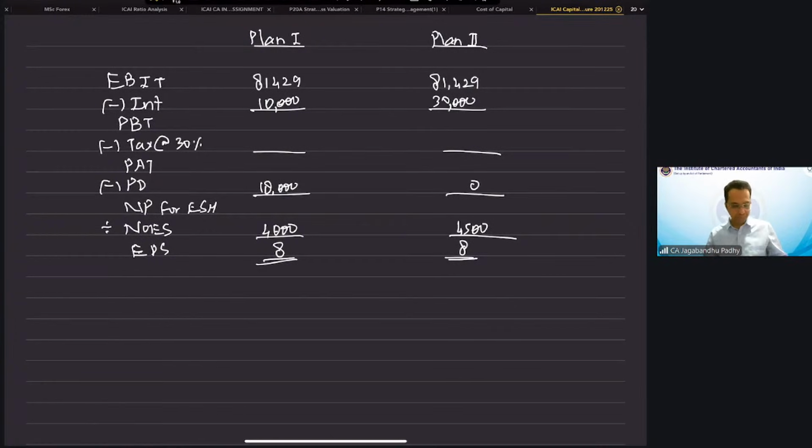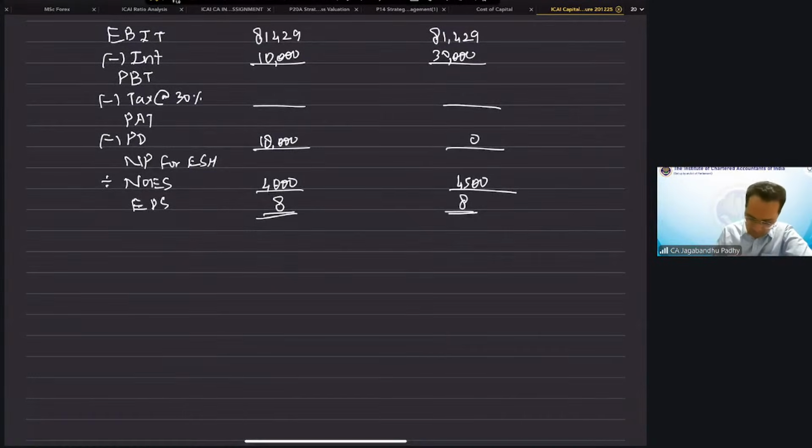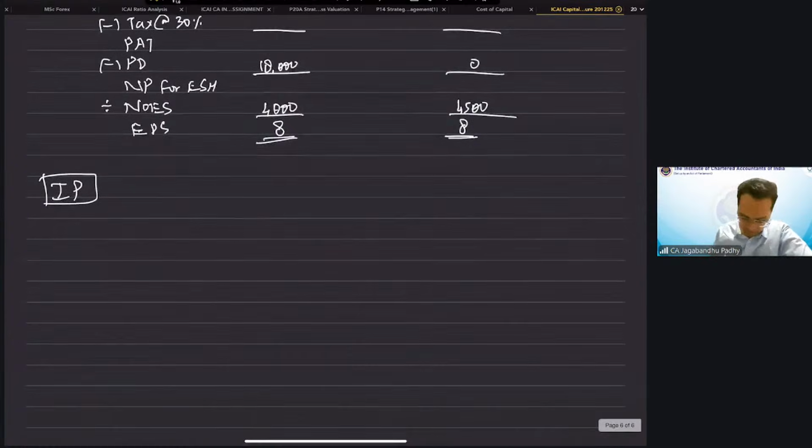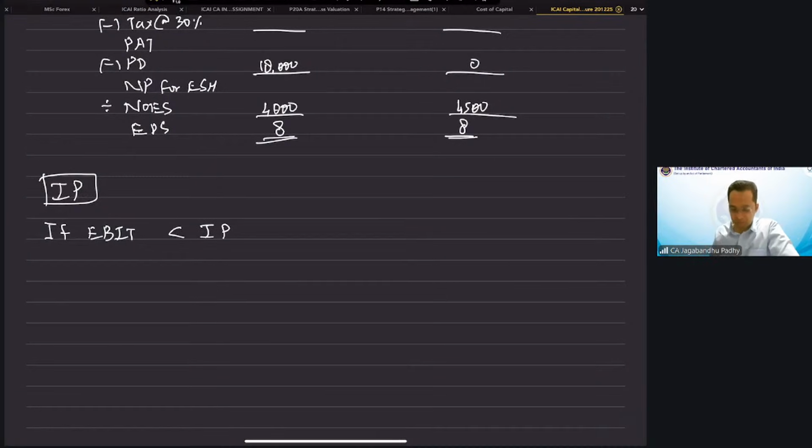Right? Okay. So now, what's the significance of this indifference point, guys? Just listen. The significance of indifference point. If EBIT is less than indifference point, then plan with low risk will be preferred.